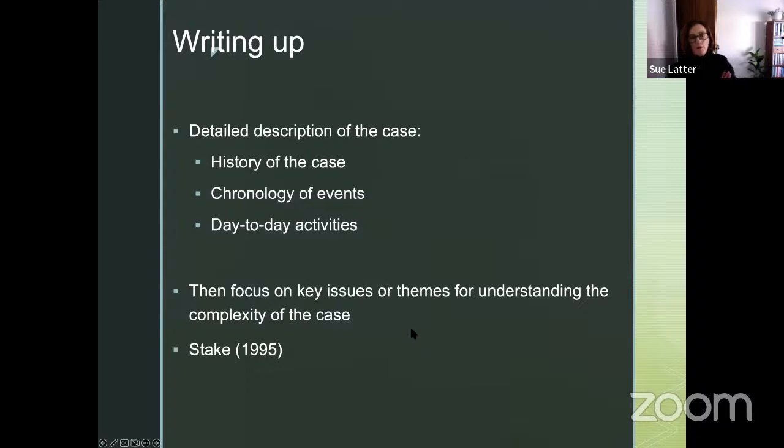So just thinking about writing up, this is tricky. Case studies are often defined by a lot of rich data, and it would probably be obvious from what I've said that might be from different sources, different methods. So then you've got to come back to, how do I organise this and how do I write this up to both answer my research question and to clearly convey the context in which the phenomenon was sitting.